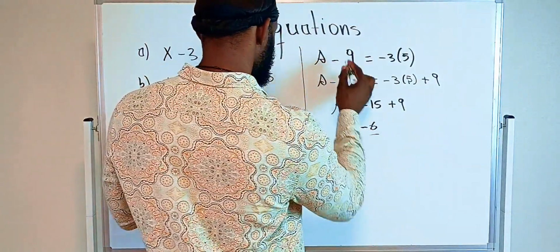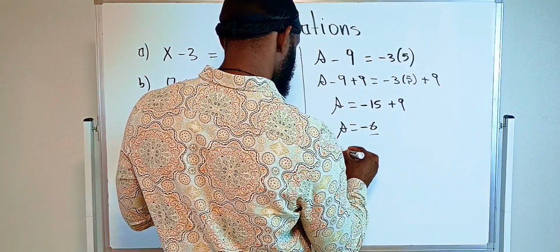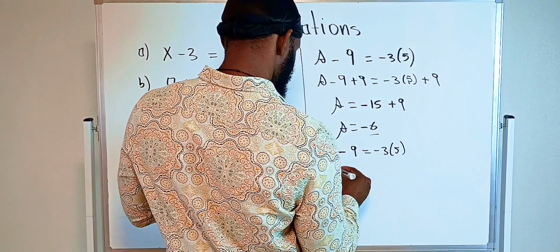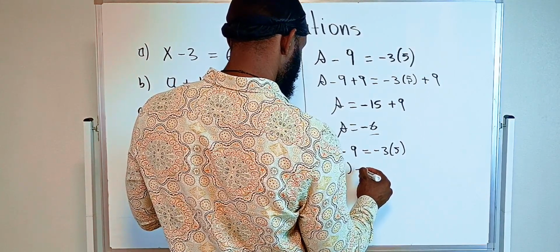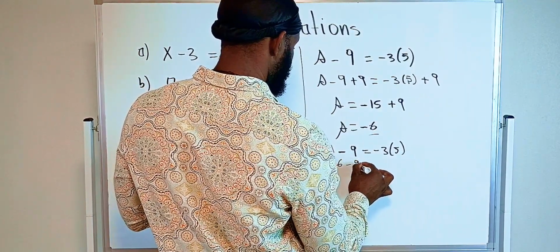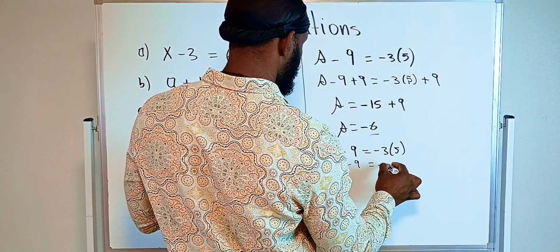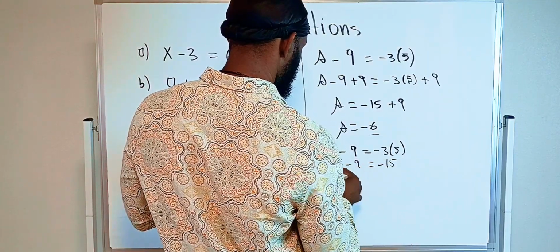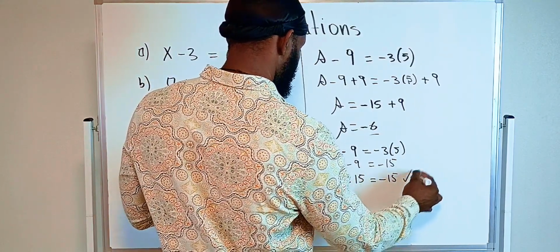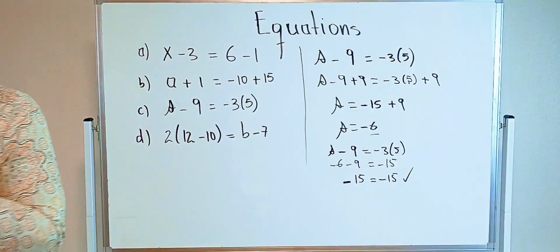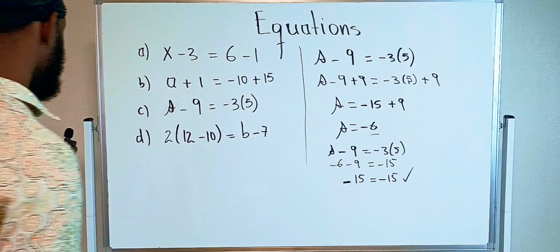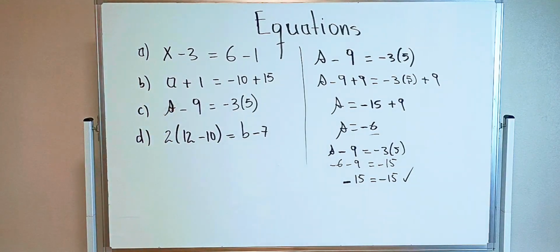Let's check. We've got s minus 9 equals negative 3 times 5. Negative 6 minus 9 equals negative 15. Same sign, we do addition and keep the sign. So negative 15 equals negative 15. This is verified. That means s equals negative 6 is really the answer for this equation.